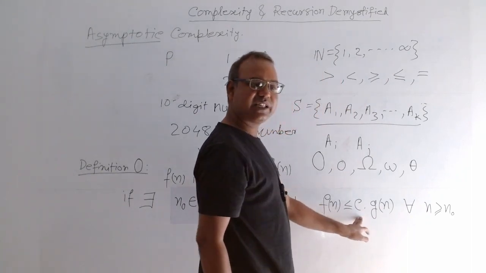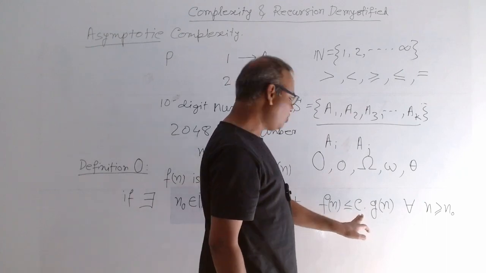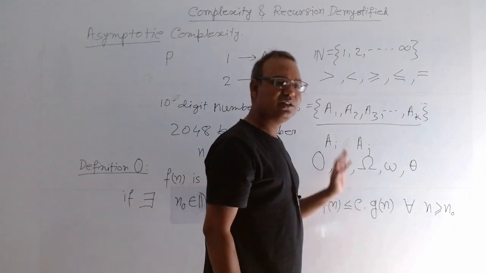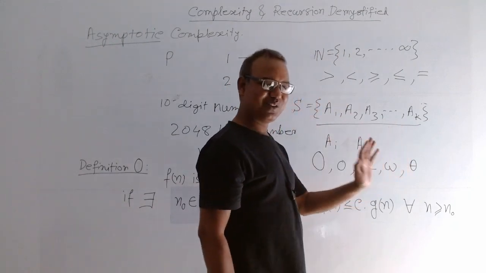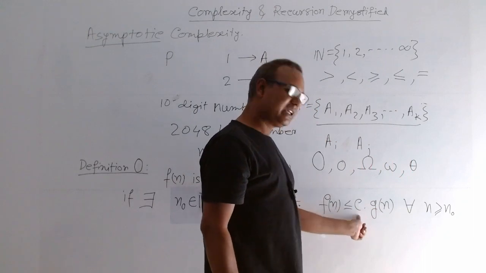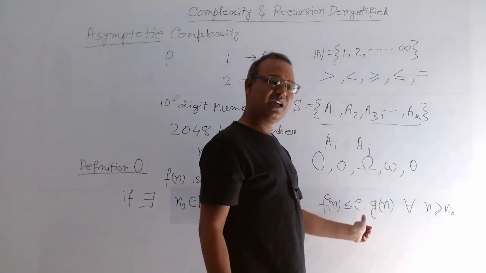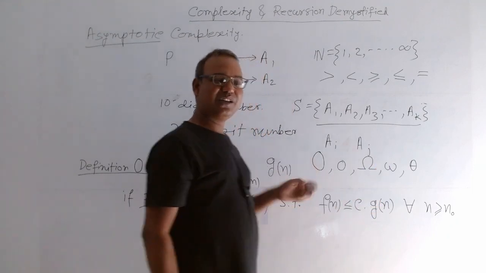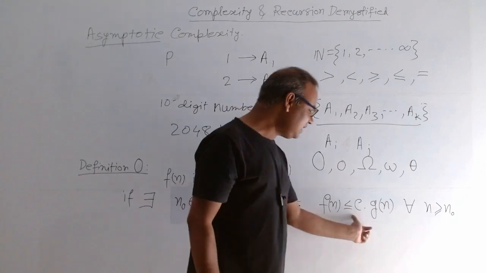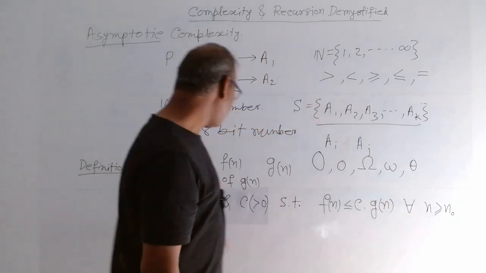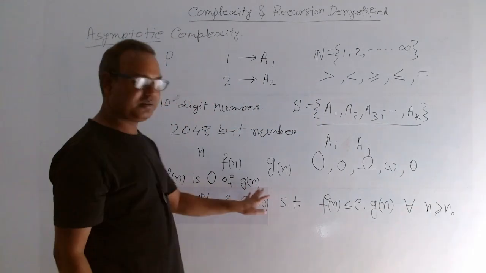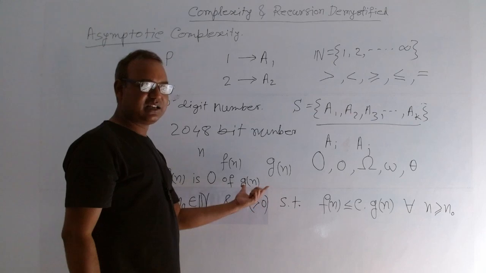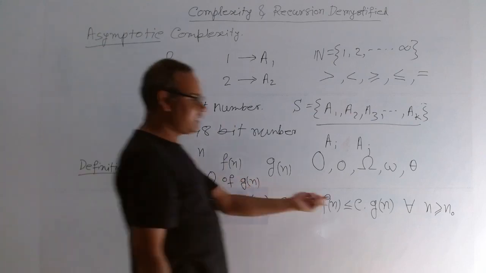Why have we used this c? This is basically a scaling factor. We are only bothered about the behavior of the curve, not the scaling of the curve. Whatever the scaling, you can take any constant and multiply it; the curve will be shifted a little bit, but its behavior will not change. So f(n) will be less than or equal to c times g(n), and we will say f(n) is big O of g(n), meaning the complexity of g(n) is larger for all inputs n greater than n0.